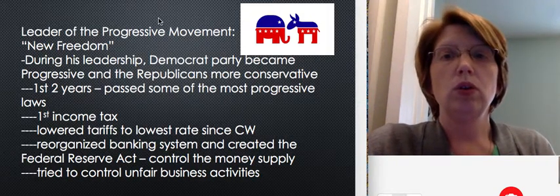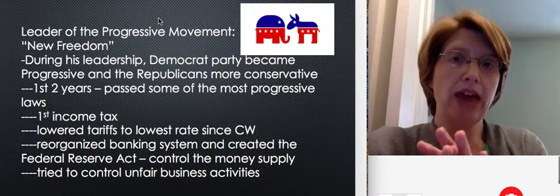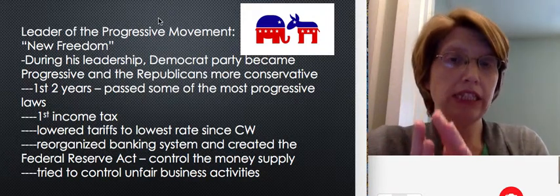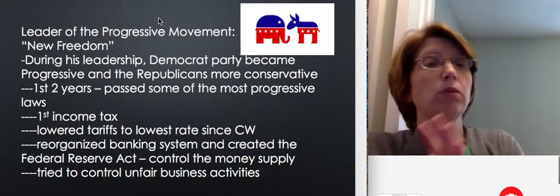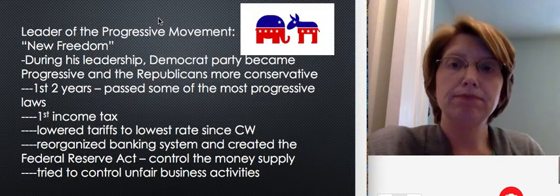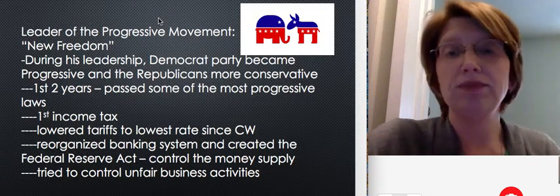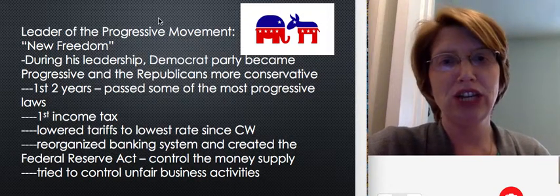So this is when it happened. He is the one that started changing the Democratic Party into the Progressive Party, and then the Republicans became the Conservative Party. So this is where it switched, and I didn't realize that till just now. So I'm happy about learning new things.